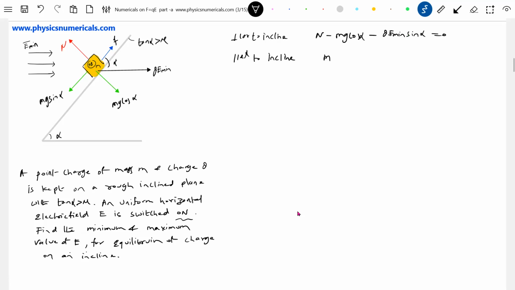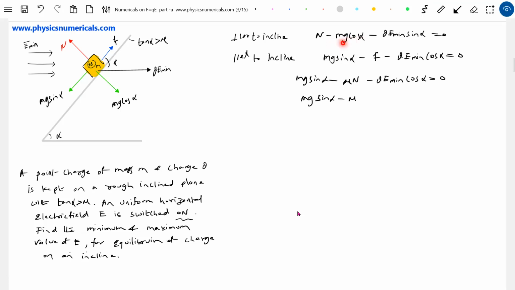Parallel to incline, mg sin alpha minus f minus qE minimum cos alpha equal to 0. What is further? f should be mu N. Substitute the N value from here. What is N? N equal to mg cos alpha plus qE minimum sin alpha.